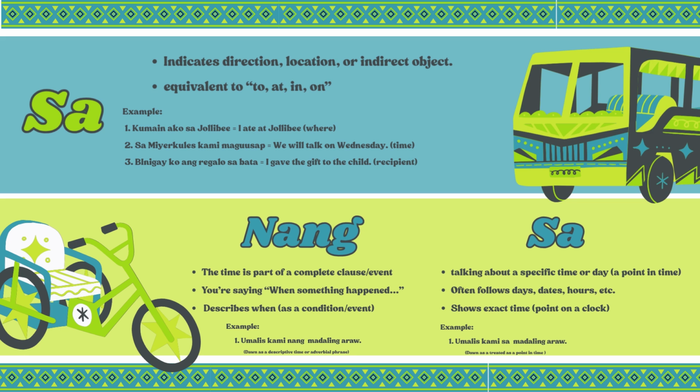On the other hand, sa is talking about a specific time or day, or a specific point in time. It is often followed by dates, hours, etc. In a sentence, umalis kami sa madaling araw. Here, dawn or madaling araw is treated as a point in time.